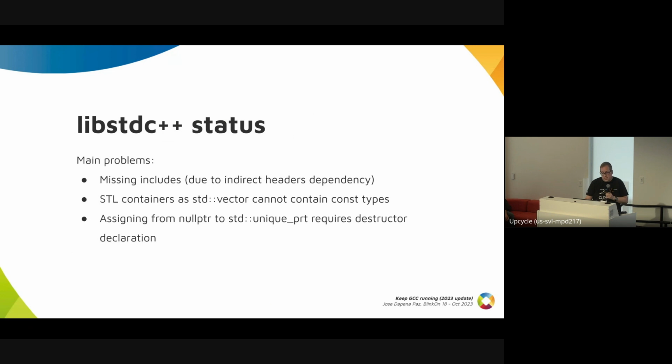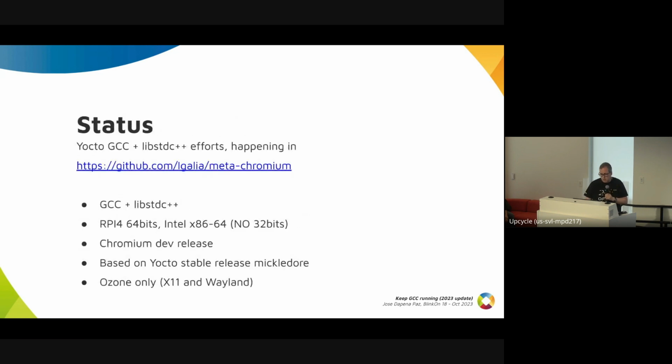Yeah, the main problem basically is missing includes, because the regular headers that you are going to get in libstdc++ include more stuff. So usually you need to add more includes in libstdc++. STL containers do not allow consts as the contained type. Yeah, a unique pointer assigned to a new pointer requires a destructor, so you actually need to include the headers.